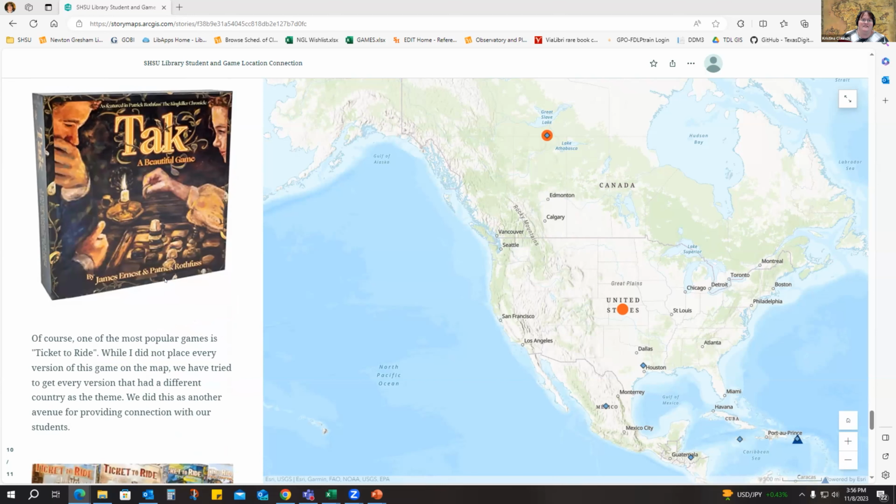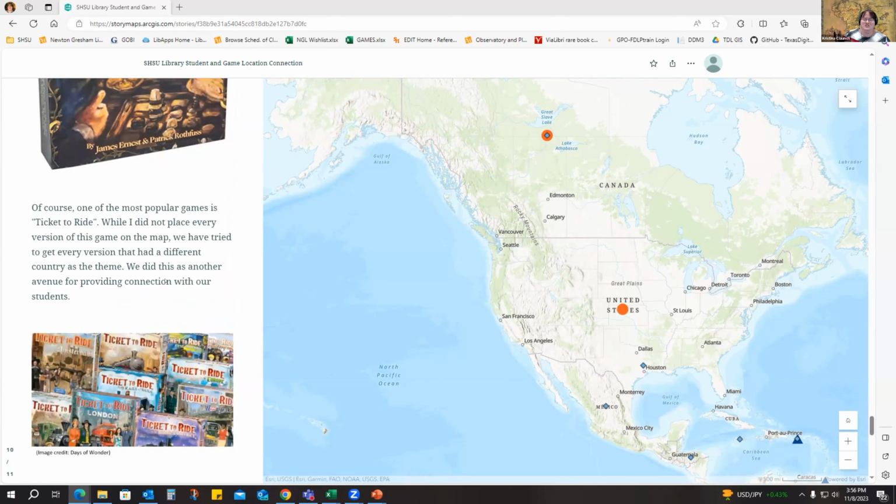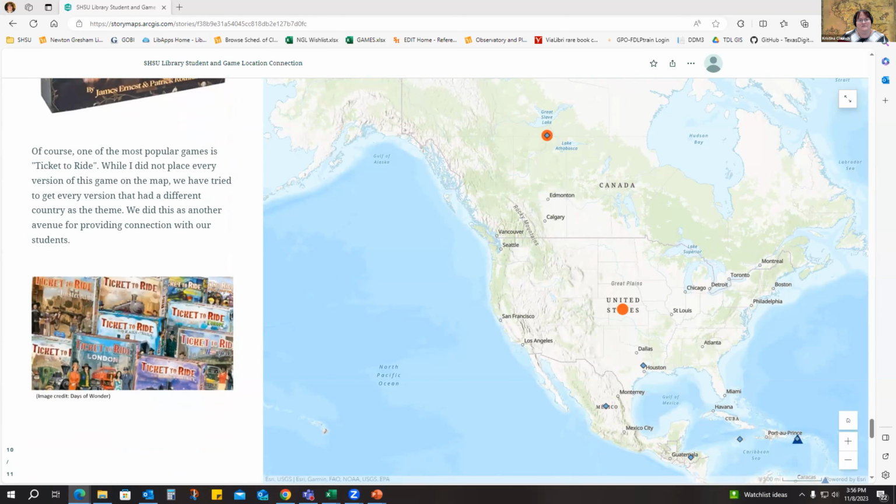And then last, we have Ticket to Ride. Many of us know Ticket to Ride. It does have an origin with the US, but there are so many Ticket to Rides with different themes for other countries and regions. And we've actually tried to buy all of those because of those themes, and because they can maybe be another factor to connect with the students in a geographic location, a different way of looking at it. So we tried to include those as well.